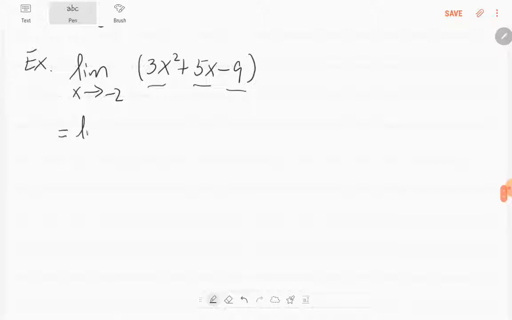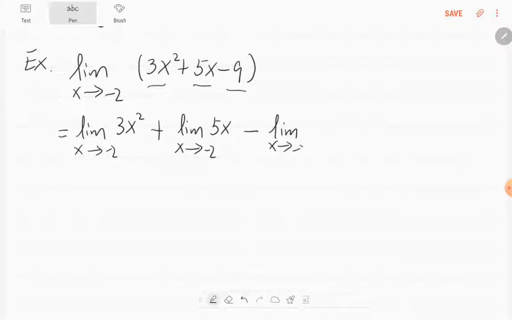We can take the limit as x approaches -2 of 3x squared, plus the limit as x approaches -2 of 5x, minus the limit as x approaches -2 of 9. So we use the fifth law, okay? We can split into several parts, then take the limits for each part. Then we can take the constant outside, right?